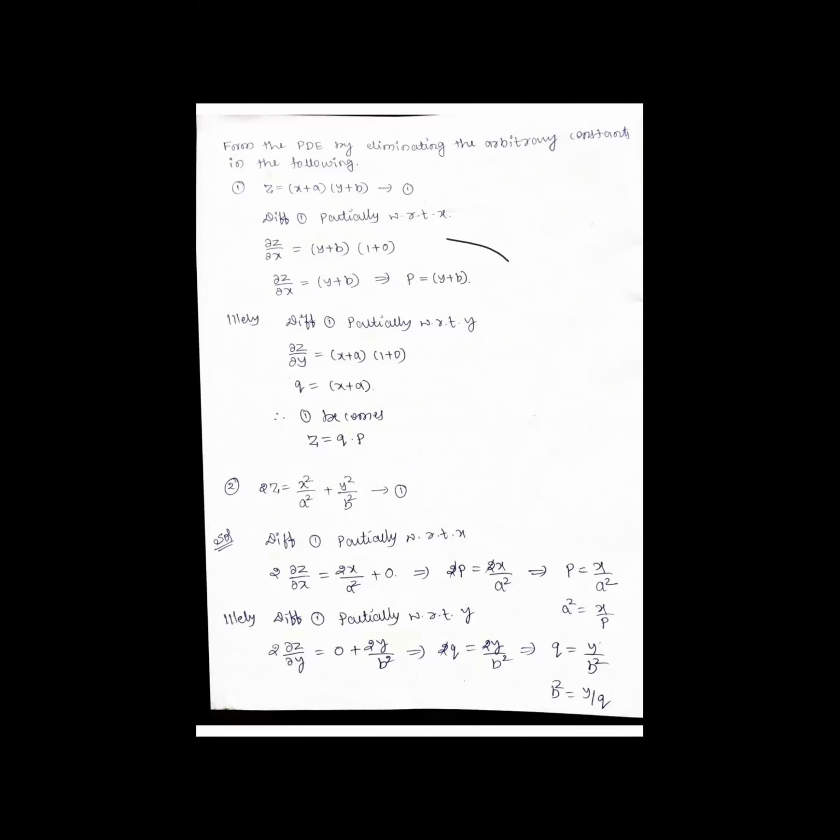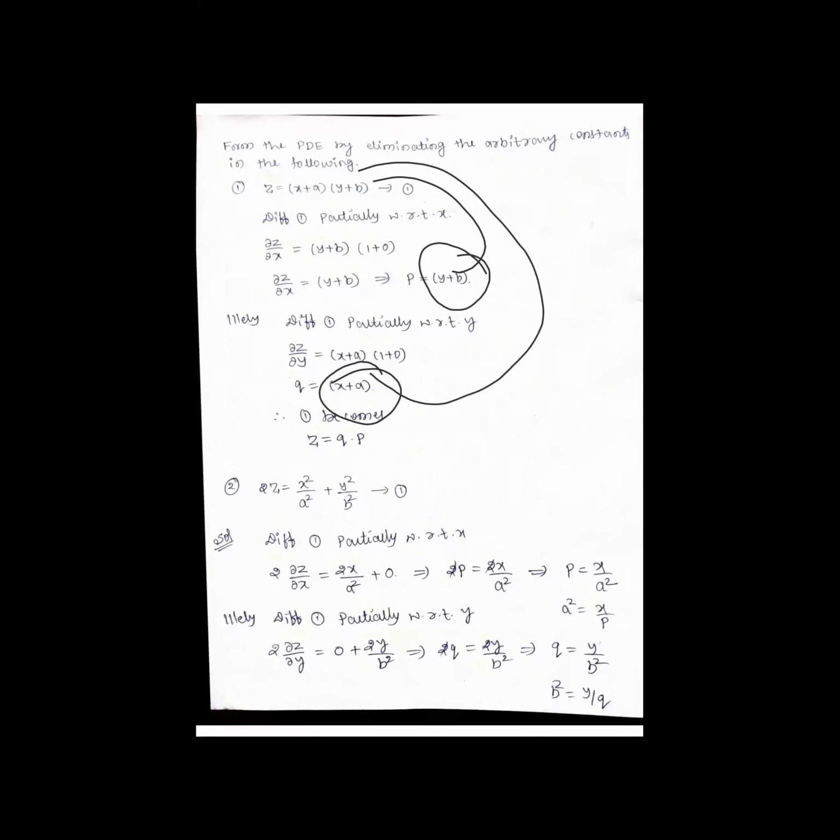So p is y + b, and q is x + a. These values of p and q are easily available, and I can substitute them in equation 1. x + a I can take as q, and y + b I can take as p. So I'll substitute both in equation 1, and z = pq, or z = qp, one and the same.